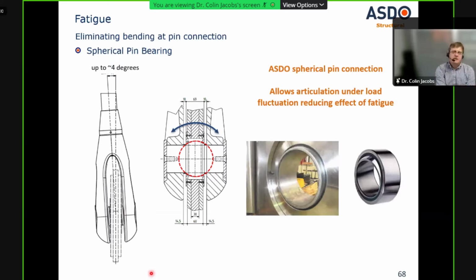Another way of eliminating some bending at the connection plates is by use of a spherical pin. So we can provide a spherical seating inside the pin. This then allows up to say 4 degrees of rotation to occur without putting any bending into the system. Because what happens if you don't have that, often it's the bar, the weaker part in bending, that suffers, and this is where the failure will occur. So this can also alleviate fatigue issues in tie rods.